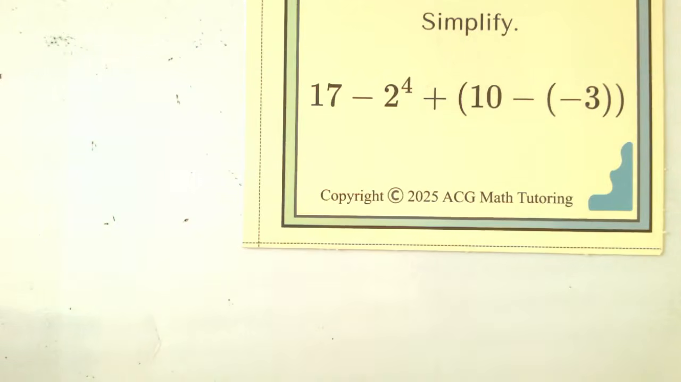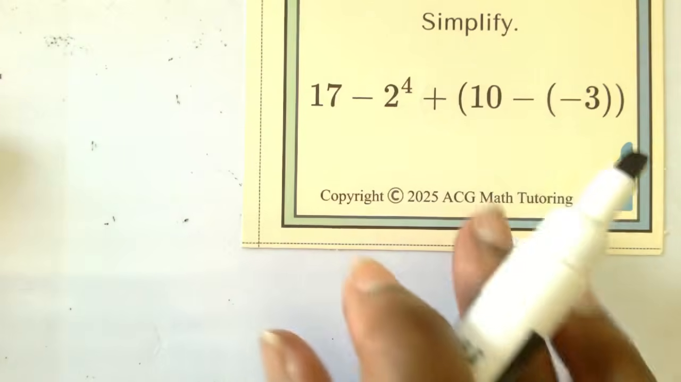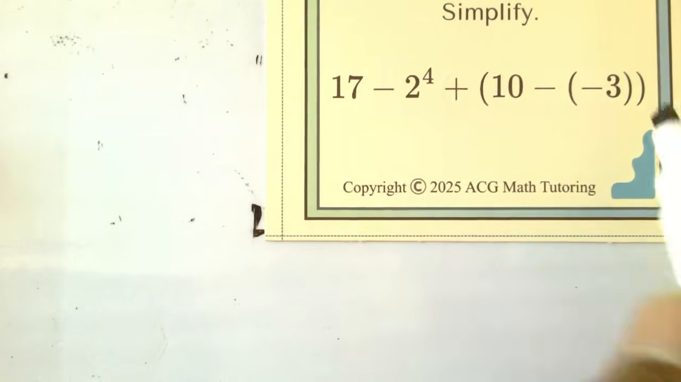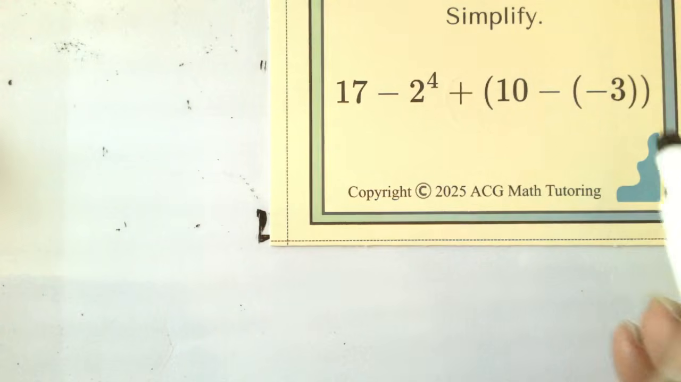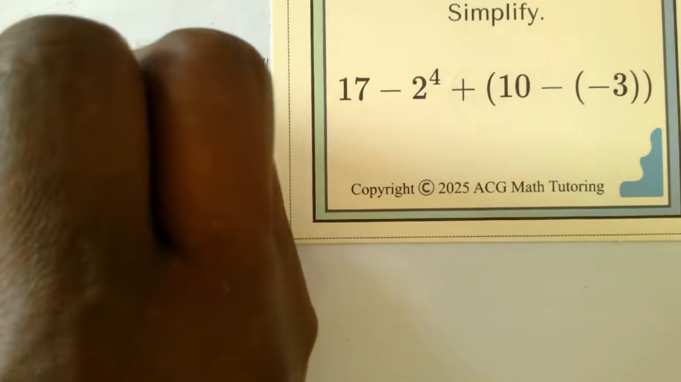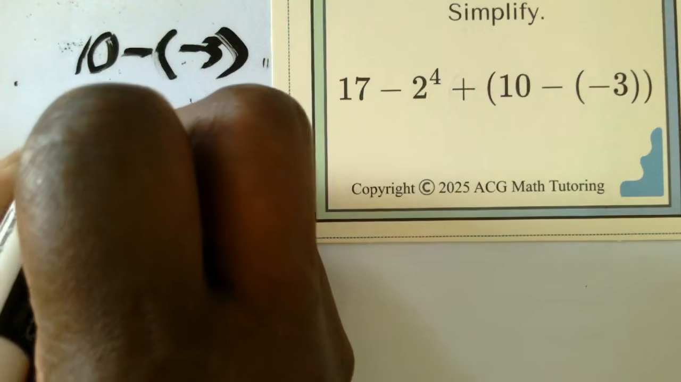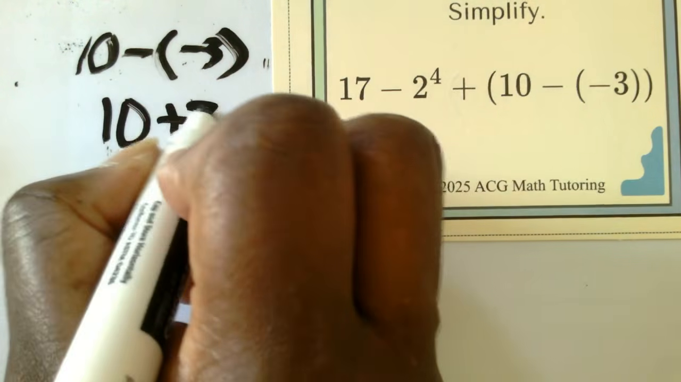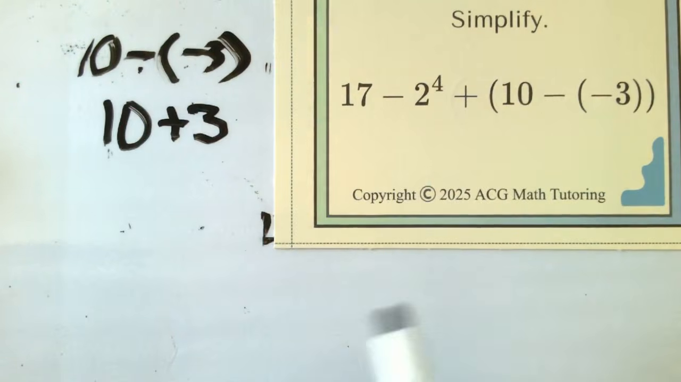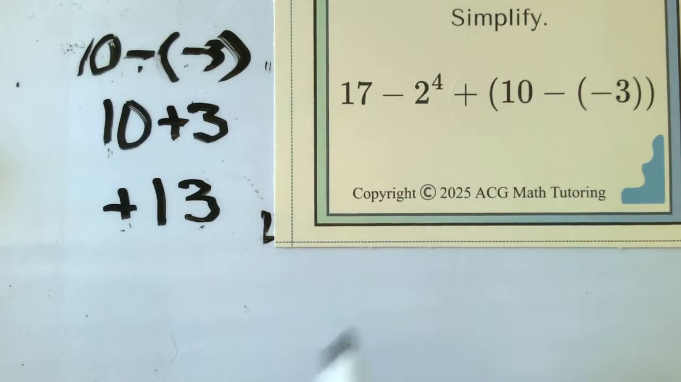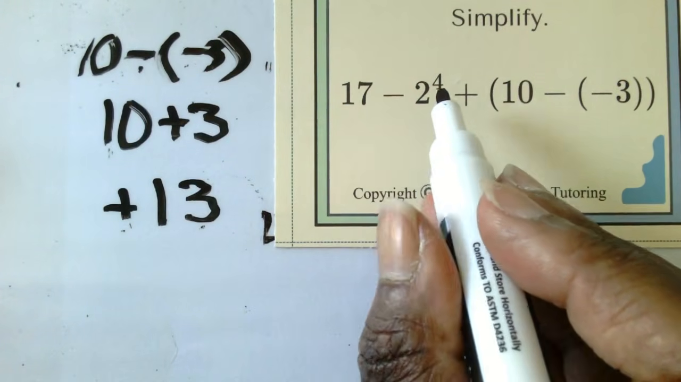So, let's take a look. Inside the parenthesis, we have 10 minus a negative 3. When you minus a negative, it turns positive, so it's actually going to be 10 plus 3. So that means you have 13. So 13 plus what? Now we have 2 to the 4th power.